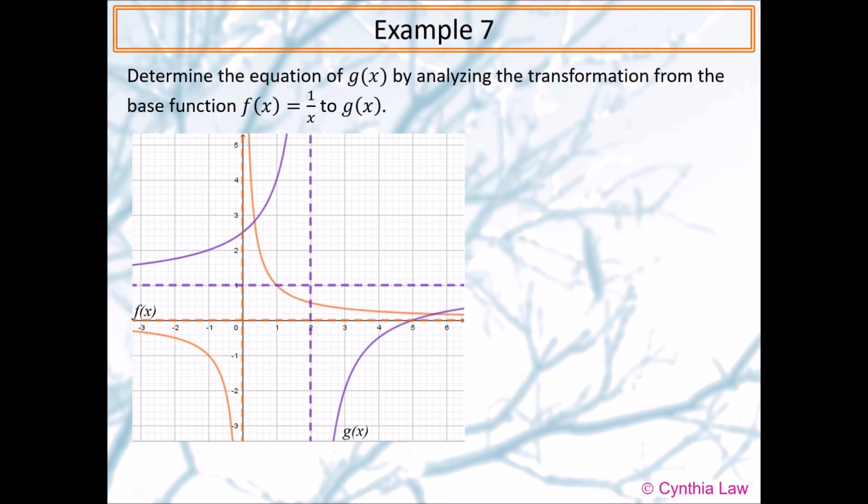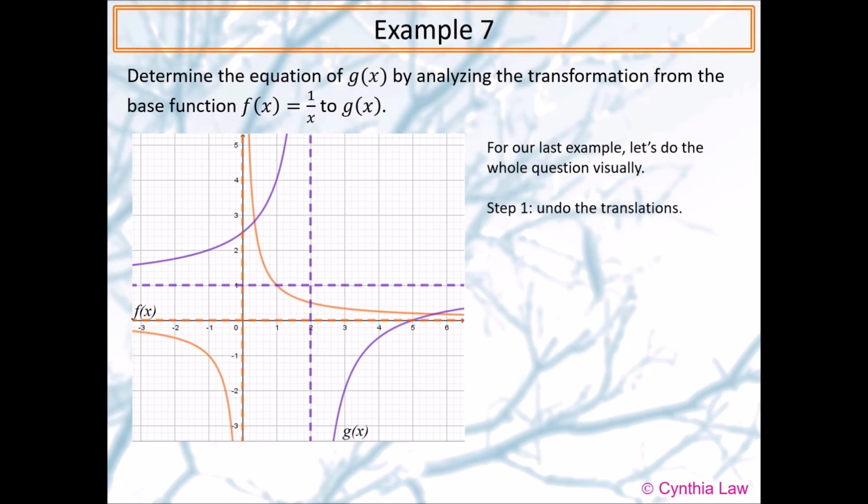Example 7. Determine the equation of g of x by analyzing the transformation from the base function f of x equals 1 over x to g of x. So we're given the graphs of the 2 functions. Some of you might think that looks messy, so we're going to start analyzing it. However, since this is our last example, we're going to do this visually only. I'm not going to provide you with the algebraic steps in this case.